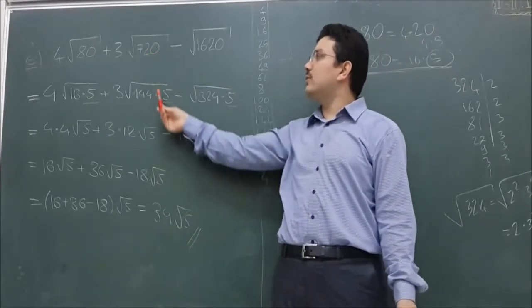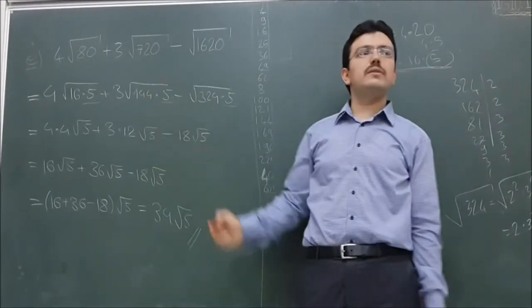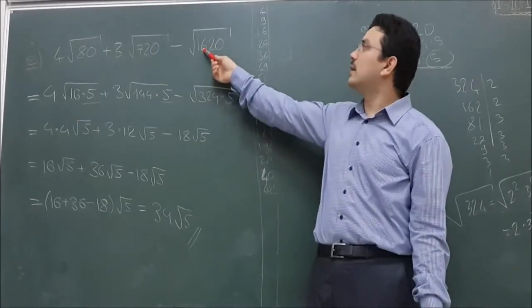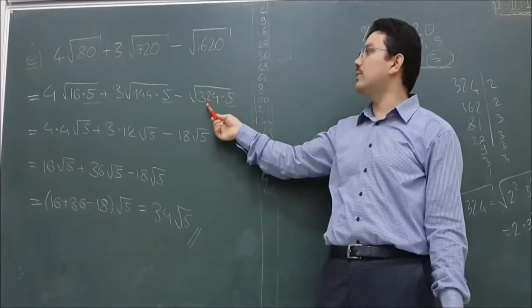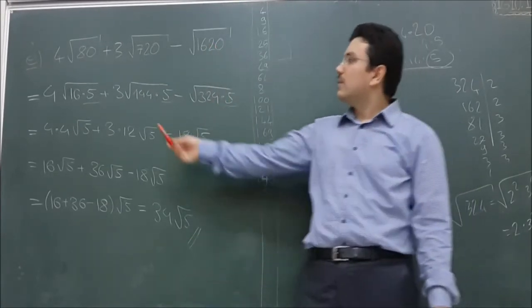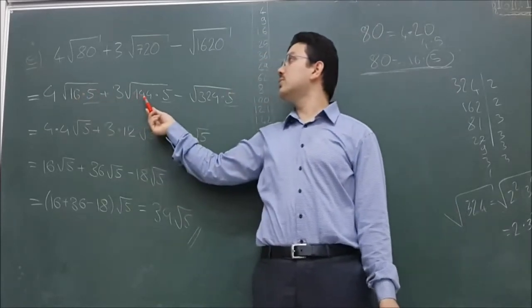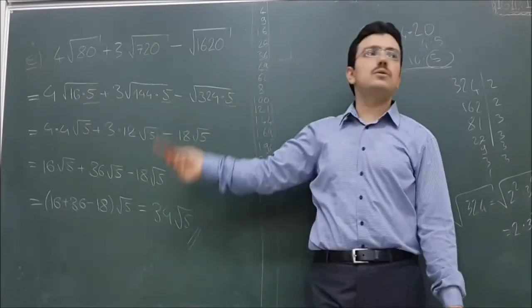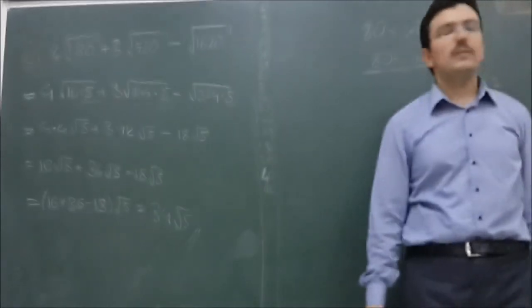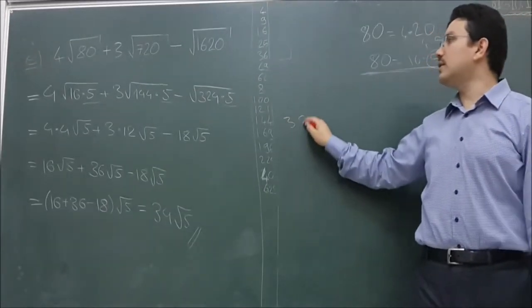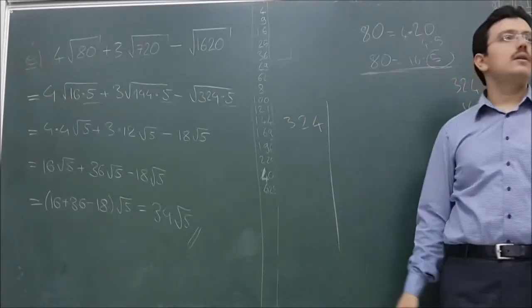If you divide 720 by 5, you will find 144. And 1620 by 5, you will find this number. Now, we know the root of this number and the root of this number, but the root of 324 is a problem for us. So, how can we make it 324?